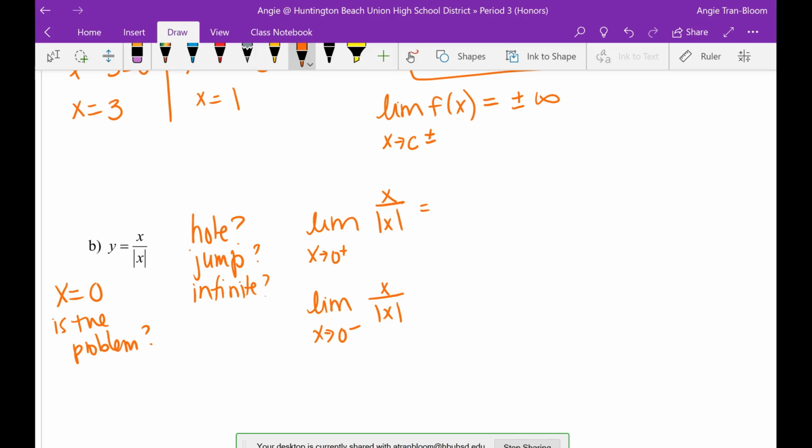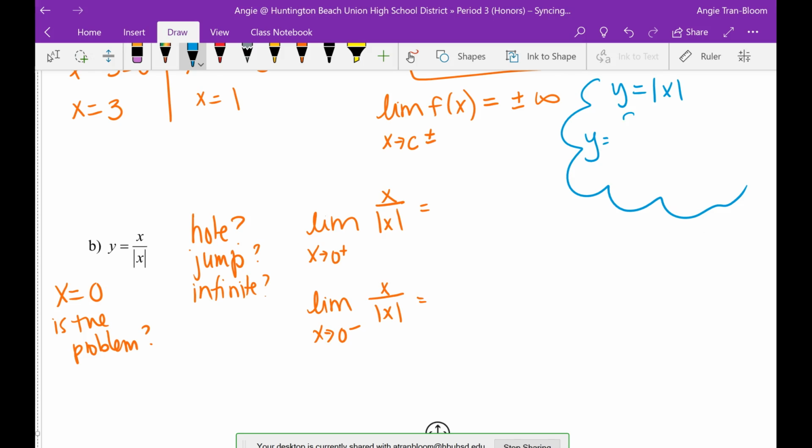Now, this is the part that's going to confuse a couple of you. Let me talk to you guys about this. Y equals absolute value of x. Technically, this is a piecewise. Someone tell me why it's a piecewise. Because it could be defined as y equals negative x from negative infinity to 0 and then y equals positive x from 0 to infinity.